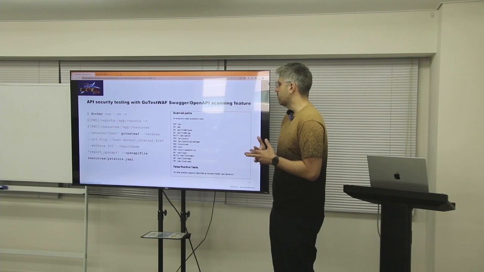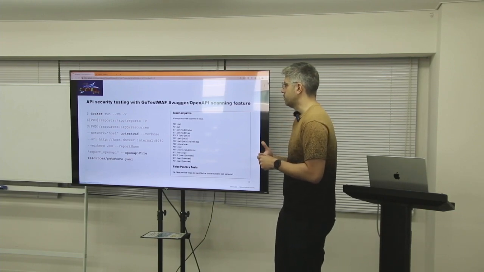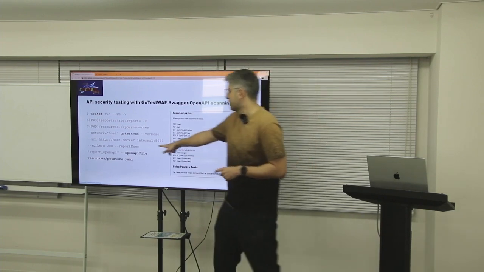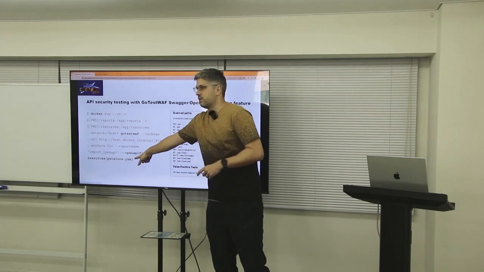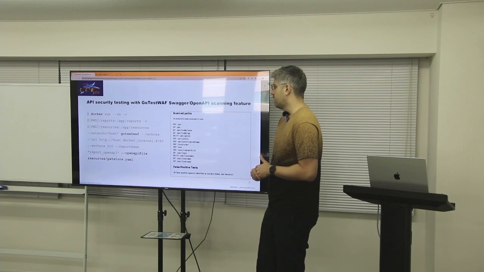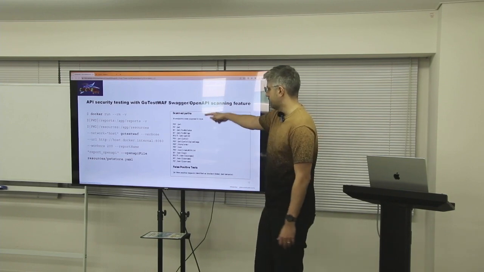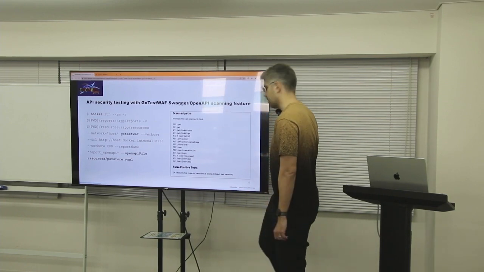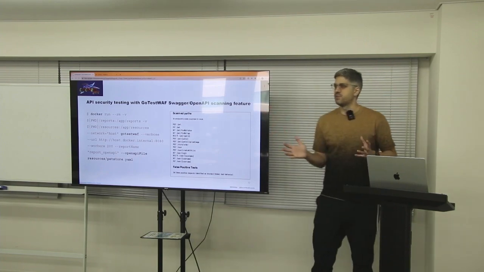But now GoTestWAF supports Swagger files. So what you can do is specify this parameter, OpenAPI file, give it a Swagger file, OpenAPI v3, and run it from Docker, and it will just scan the endpoints as they were, like they would look like legitimate traffic.